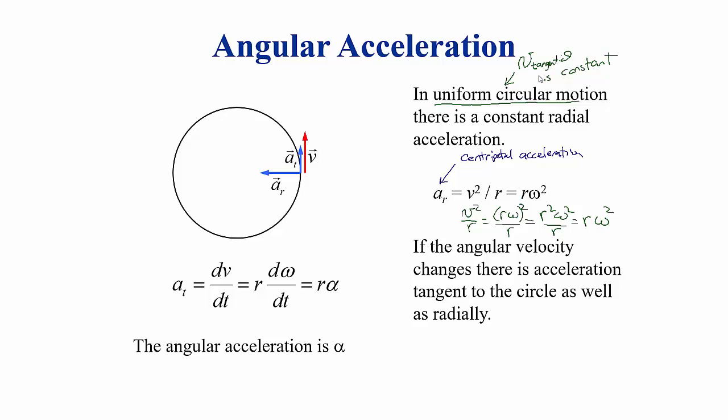If the speed is not constant, that also means that the angular velocity is not constant. The tangential speed equals r times the angular speed omega.